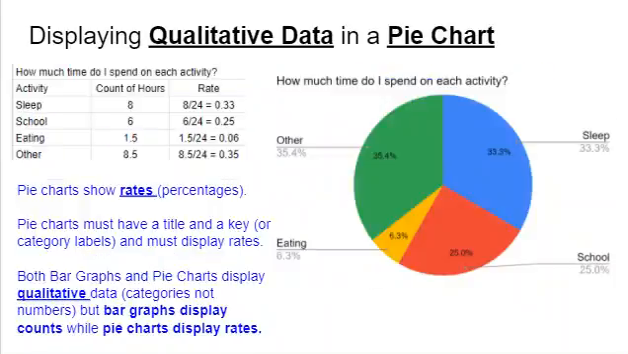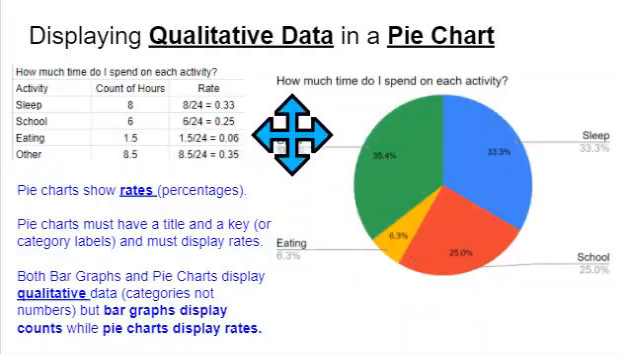Another way to show qualitative data is in a pie chart. Pie charts show the rates or the percentages. So you can see that we found the percentage of the day spent on each activity by dividing by 24 hours in a day. So 8 hours divided by 24 gave us 0.33, or 33% of the day spent on sleep. 6 divided by 24 gave us 0.25, or 25% of the day spent on school.